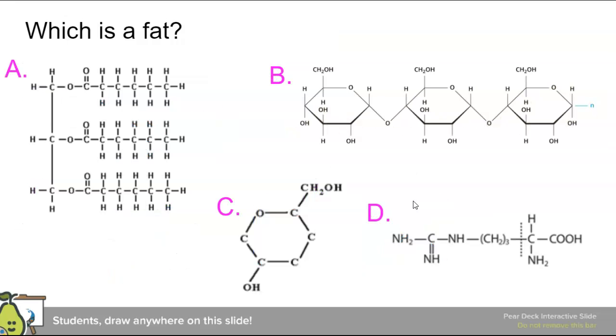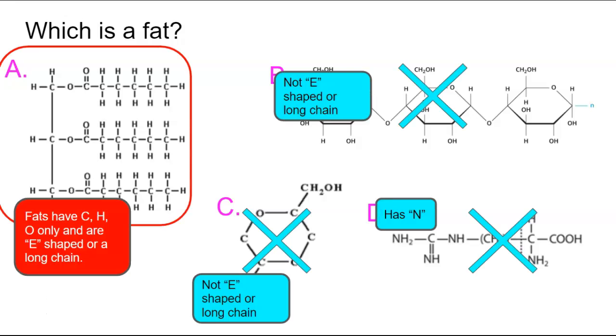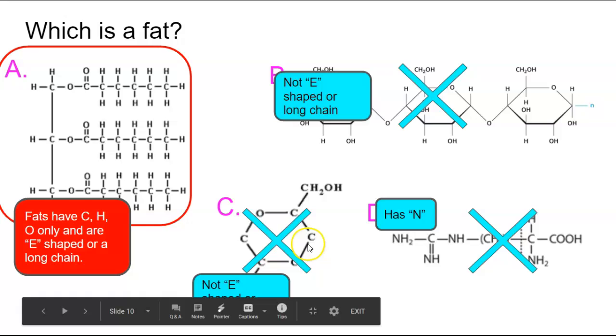Let's do another one. Which one of these is a fat? A, B, C, or D? Hopefully you said letter A. This is our E shape, right? And it's got CHO. This one over here, this is not an E shape or a long chain, it's a hexagon. So this is going to be our carbohydrate. This is also going to be a carbohydrate. So it's got CHO, but it's a hexagon. Over here, this has an N, C-H-O-N, so this one cannot be a fat.